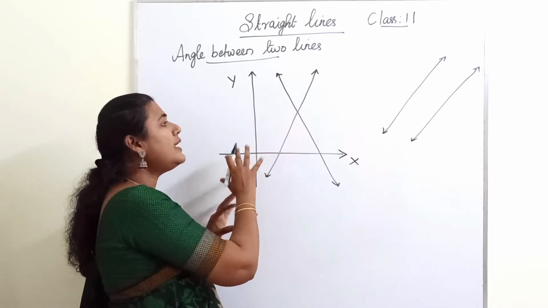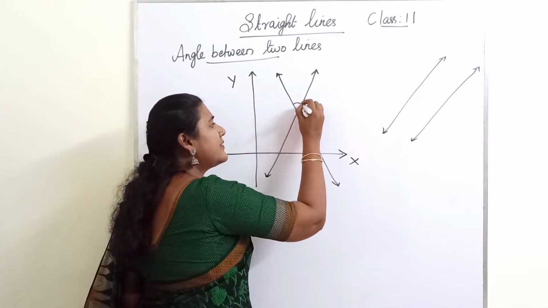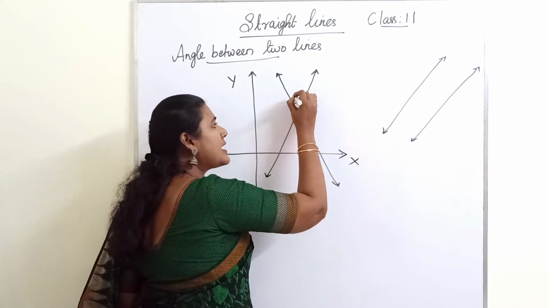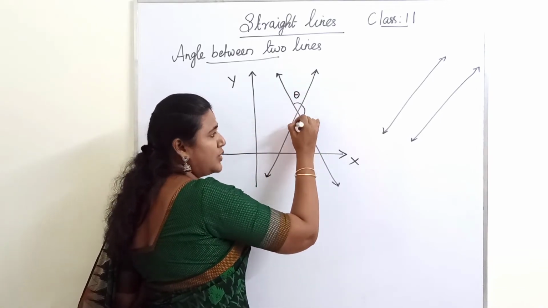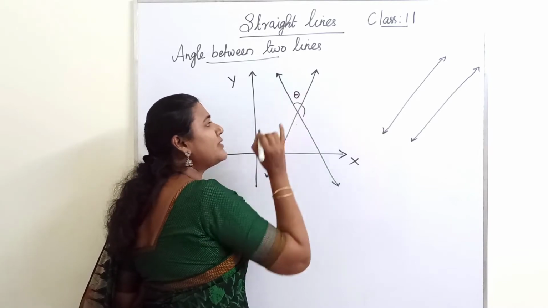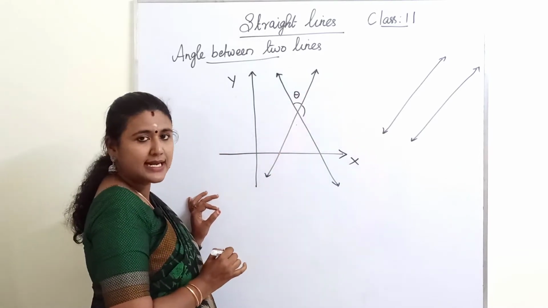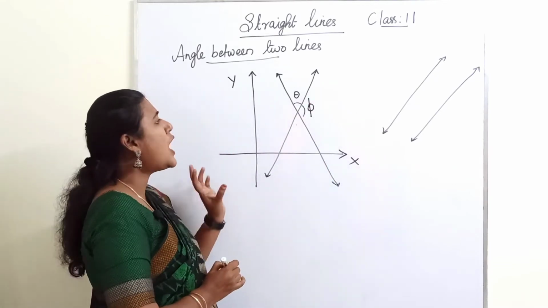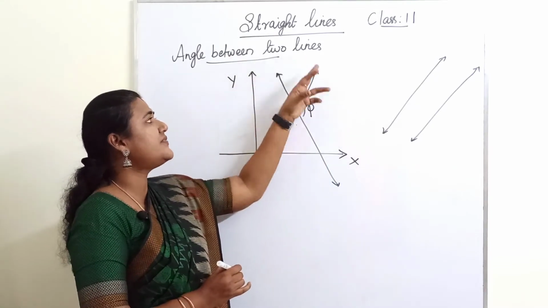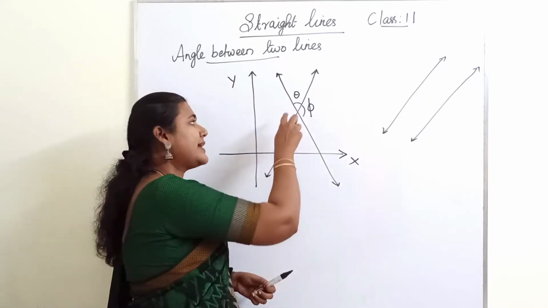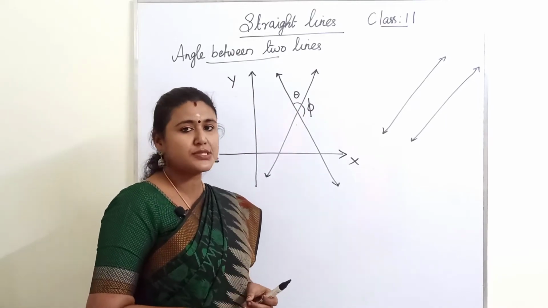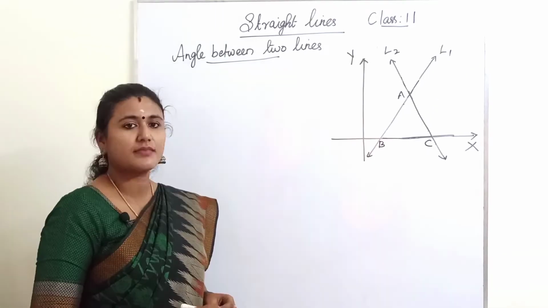When two lines intersect, we will have four angles, in which two are acute and two are obtuse. We will denote the acute angle as theta and the obtuse angle as phi. How to find the angle between these lines, or how to find theta and phi in terms of slope, is what we are going to see now.